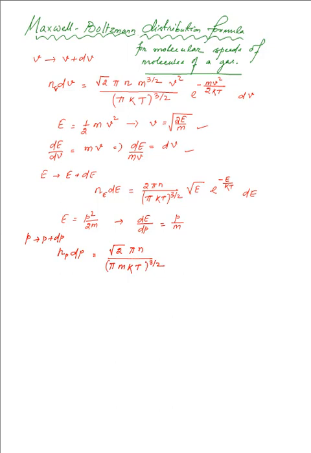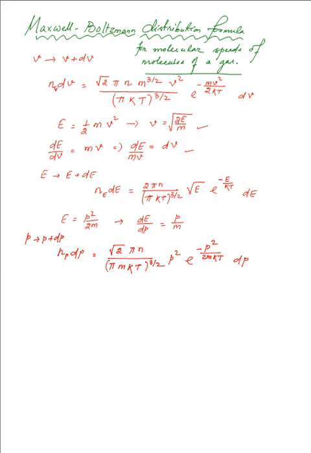and p squared multiplied to the exponential term, which carries, instead of E, we have p squared over 2m, but this is 2m kt, and this is dp. So all of that, this is p squared, I guess, yes.